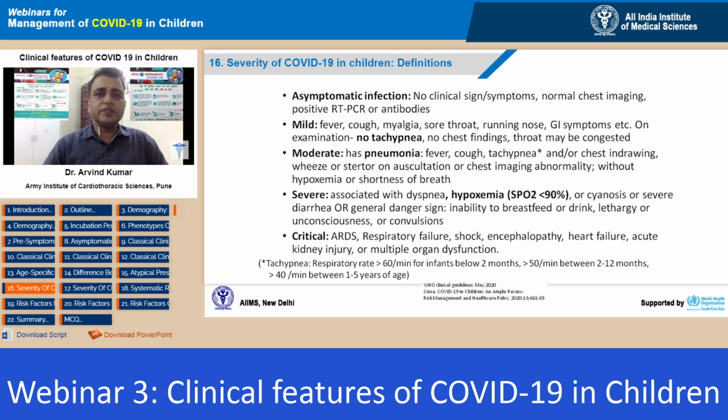Severe infection is defined by the presence of dyspnea, hypoxemia, or cyanosis, or severe diarrhea, or presence of a general danger sign like inability to breastfeed or drink, lethargy, unconsciousness, or convulsions. Critically sick children have ARDS, respiratory failure, shock, encephalopathy, heart failure, acute kidney injury, or multiple organ dysfunction.